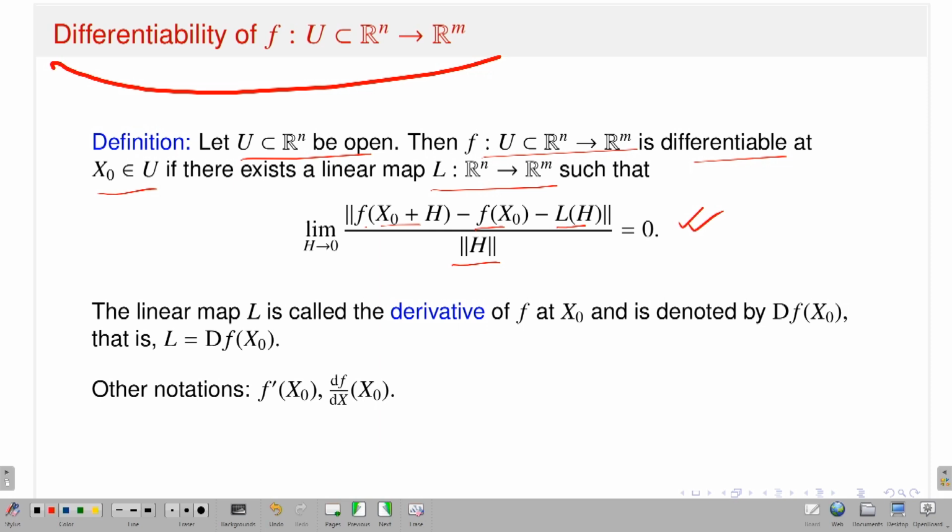If this is the case, then I say that the linear map L is called the derivative of f at x naught, and the notation df at x naught, or df of x naught, is nothing but the linear transformation. Again, as I already said, in the Rn to R case there are other notations like f prime of x naught or df dx. This is not so useful, but these are the useful notations.